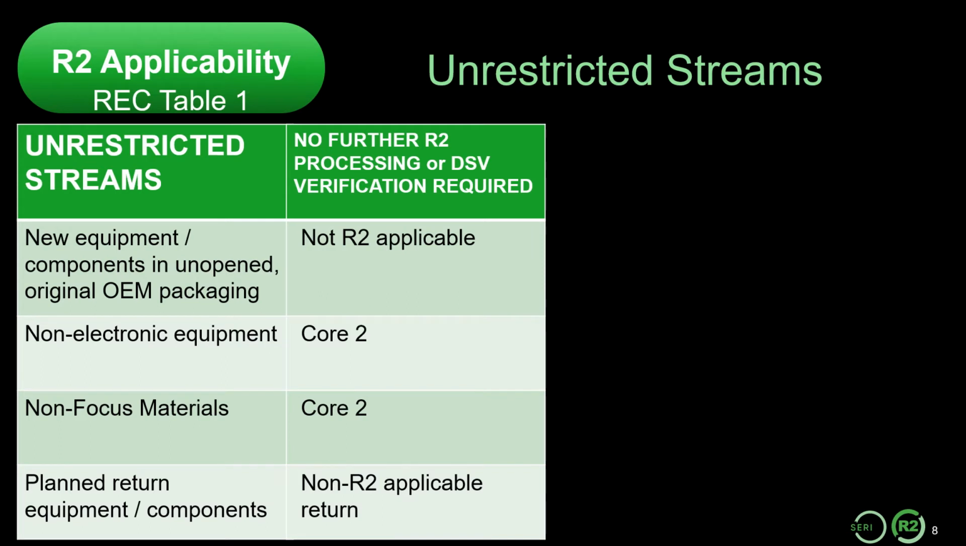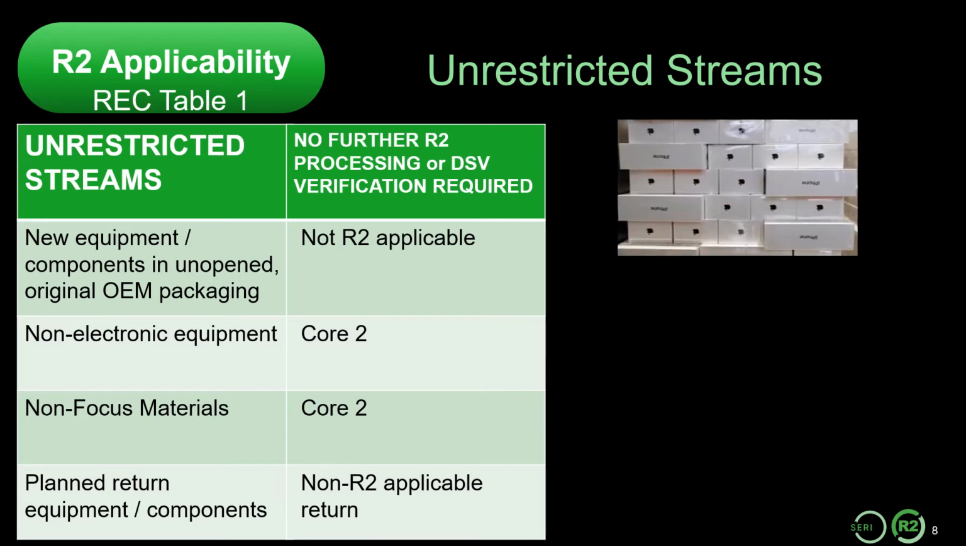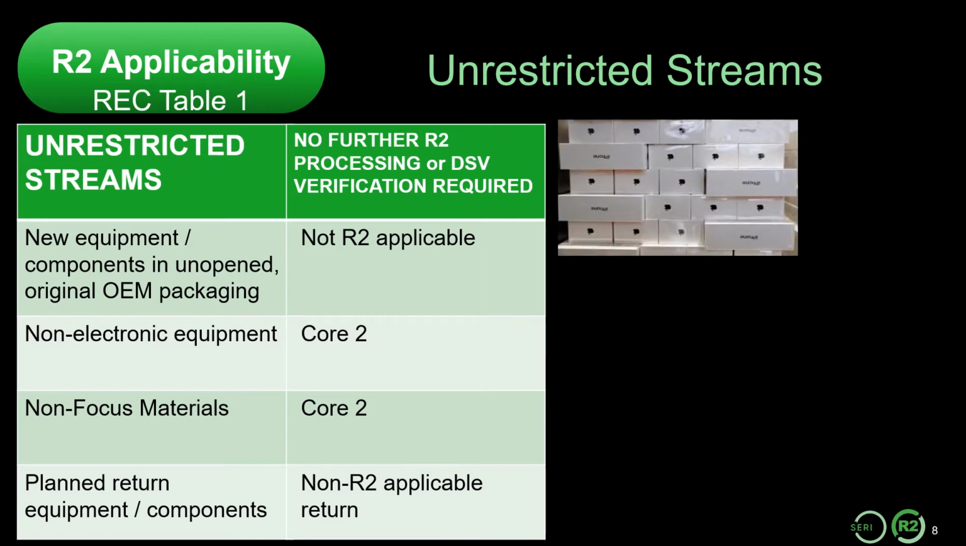Table 1 also gives examples of unrestricted streams that do not require further R2 processing or downstream verification. Here are a few types of unrestricted streams listed in Table 1 of the rec. New equipment or components in unopened original packaging. Notice in the right column is the next R2 processing step.